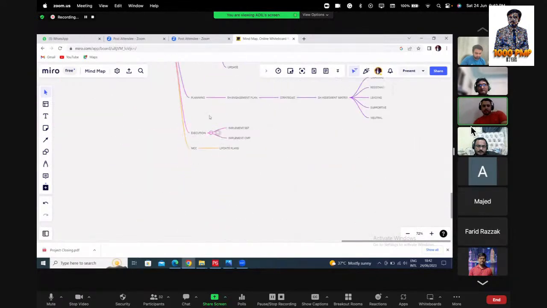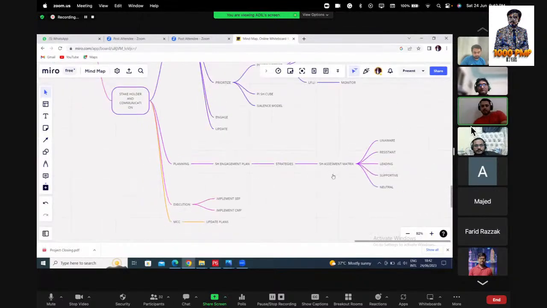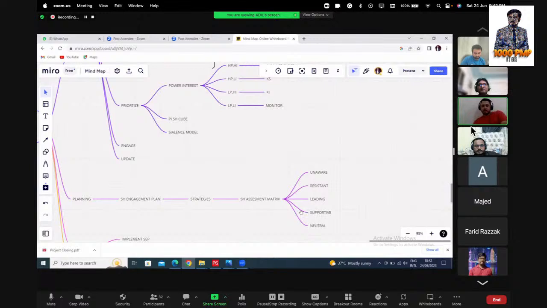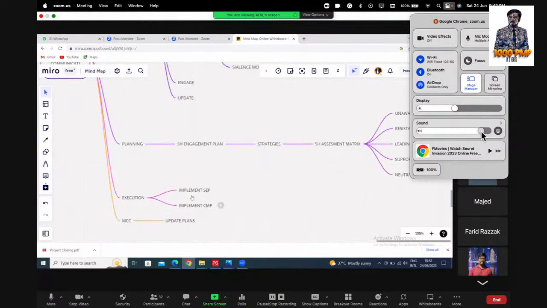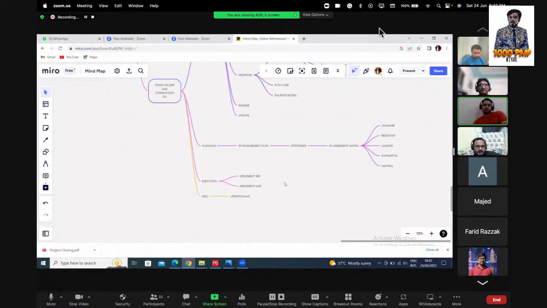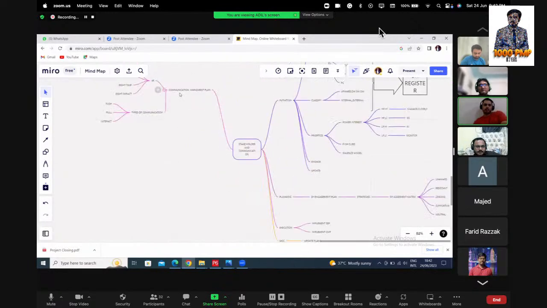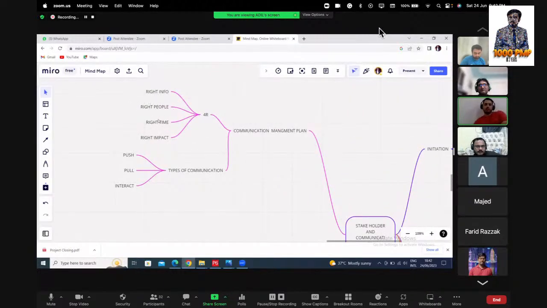Then we have planning. In the planning stage, we have a stakeholder engagement plan and strategies, and the stakeholder assessment matrix: unaware, resistant, neutral, supportive, and leading. And in the execution stage, we implement the plan and implement the CMP. And at monitoring and control, we are updating plans. And on the other side, we have the communication management plan. It comprises the 4 Rs: right info, right people, right time, and right impact. And types of communication are push, pull, and interactive. Now, Mr. Nishad, you can continue.